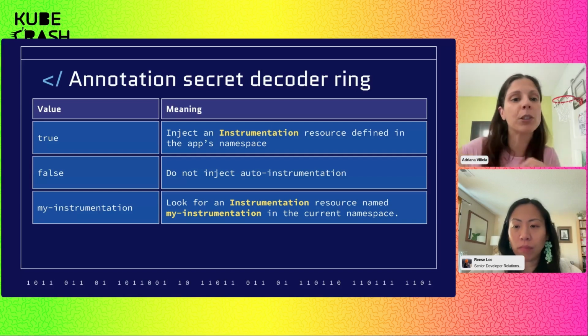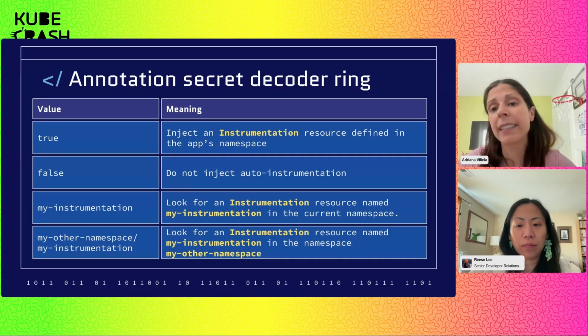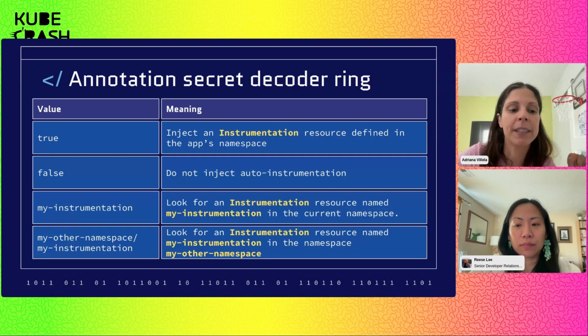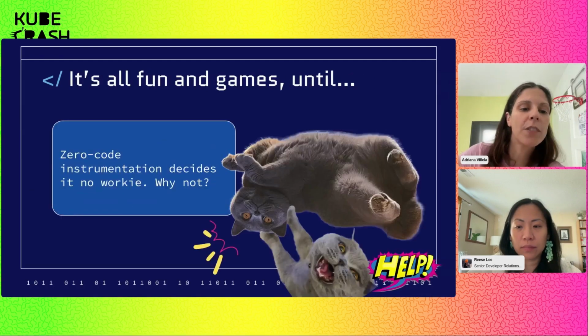So if you have multiple instrumentation resources in the same namespace as your deployment, then you need to specify that instrumentation name. Or if you want to get super duper fancy, you can also have your instrumentation resource defined in a different namespace, in which case you would say the namespace of that instrumentation resource / the name of the instrumentation resource. So that's it for the basics.